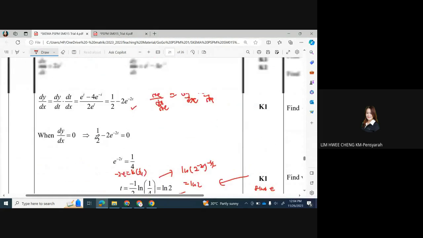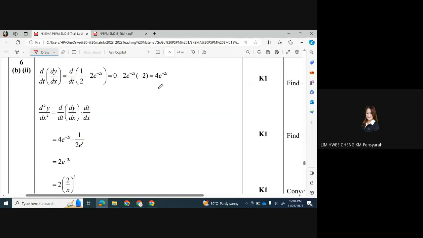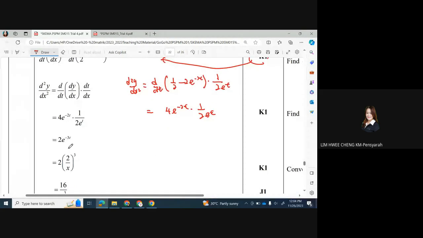Okay, to find the second derivative, maksudnya you kena beza the first derivative. Beza dulu. Okay, you differentiate. Lepas tu multiply with the dt dx. Biasanya satu markah ini akan bagi kat differentiate. Ada student dia buat direct. Okay, you differentiate your 1/2 minus e negative 2t. Lepas tu darab dengan dt dx. Ini darab. Boleh. So you get the 4e minus 2t darab 1/2 et. Okay, so you akan dapat 2e power of minus 3t.